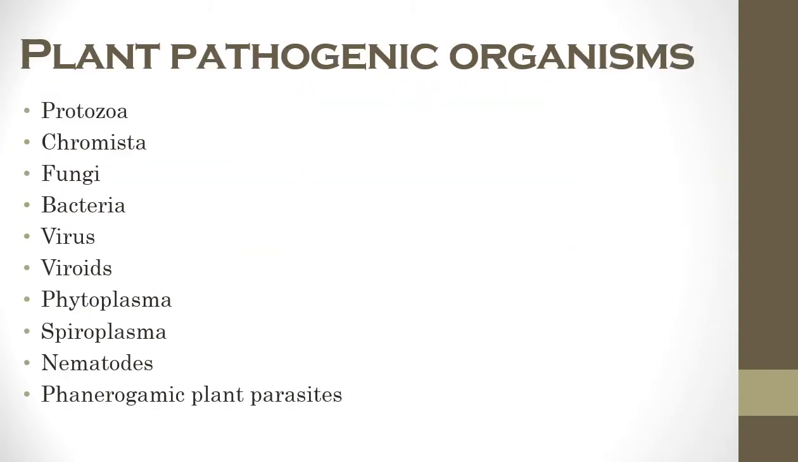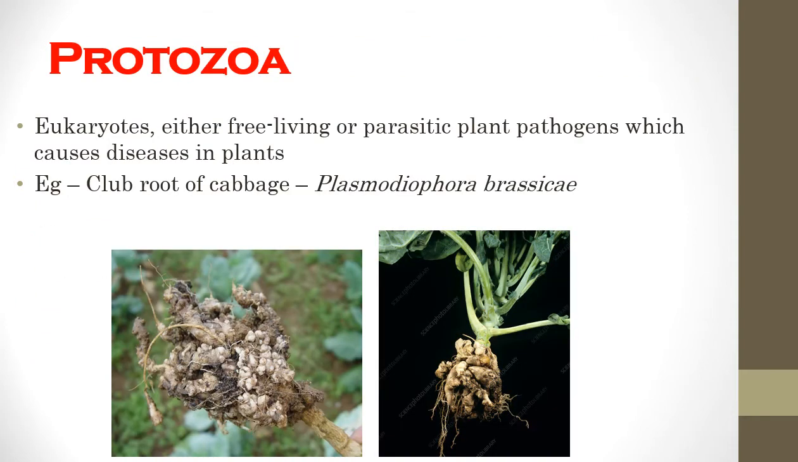Coming to the plant pathogenic organisms that I already told you about, the biotic agents: protozoa, chromista, fungi, bacteria, virus, viroids, phytoplasma, spiroplasma, nematodes, and phanerogamic plant parasites. These are all the biotic agents which cause plant diseases and huge losses in crop. Coming to the first one, that is protozoa. Protozoa is a eukaryote, either free living or plant parasitic, a plant pathogen which causes diseases in plants.